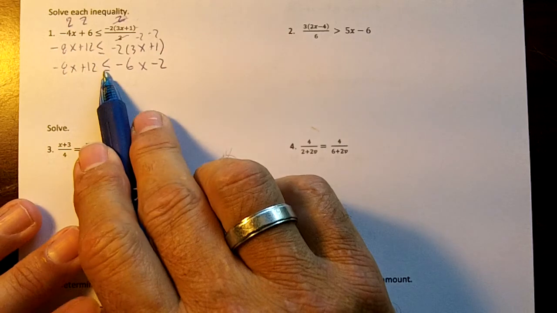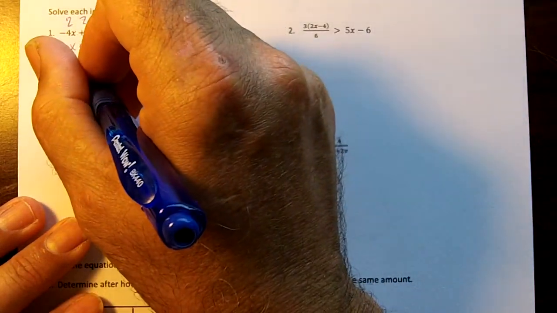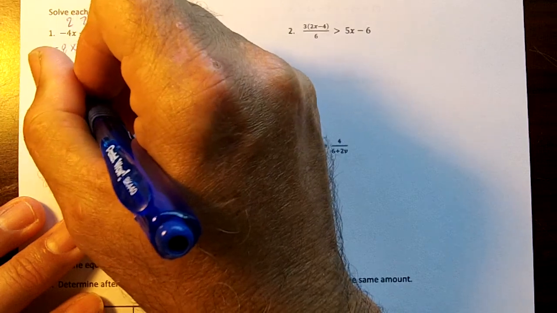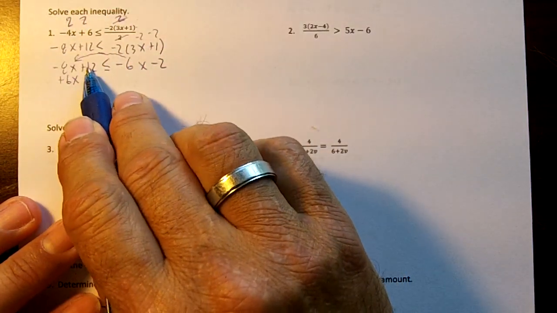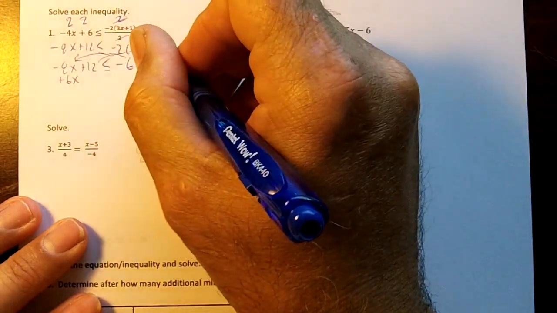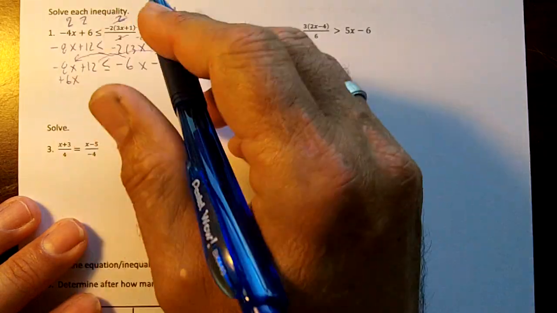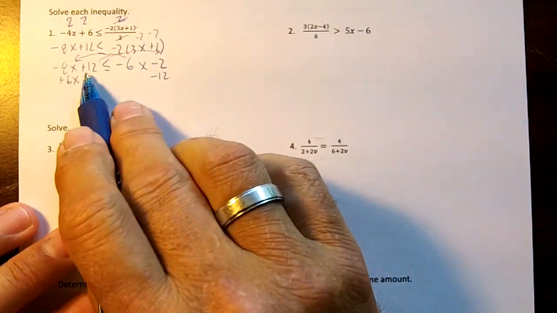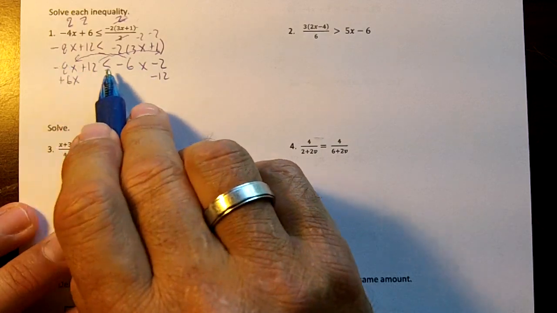Now then, since this is an inequality, I'm going to move my letter to the left. So I'm going to take the negative 6x and move it to the 8x. The opposite of negative 6x is plus 6x. I'm going to take the positive 12 and move it to the negative 2. The opposite of positive 12 is negative 12. This is going to move all my numbers to the right and all my letters to the left, or variables.